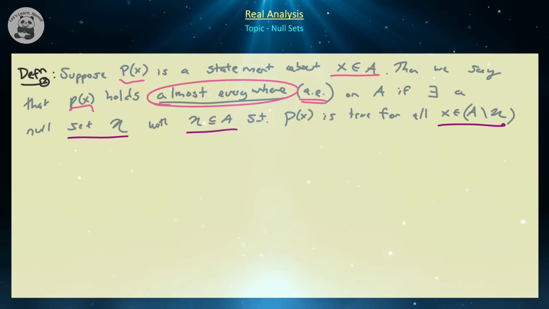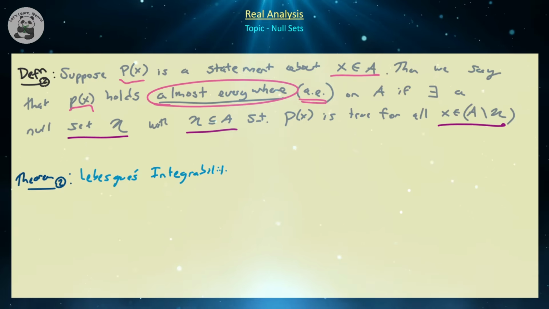So the null set practically covers no space, no area at all. Therefore, since P(x) is true for all x in the set A except for a practically empty or practically invisible set, then we say that P(x) is true almost everywhere. Now, this leads into probably one of the more important theorems of basic real analysis. And this theorem is sometimes referred to as Lebesgue's integrability criterion.